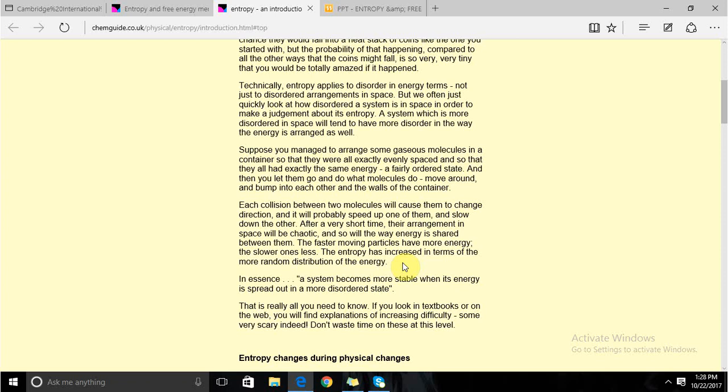After a very short time, their arrangement in space will be chaotic, and so will the way energy is shared between them, because there won't be any pattern. One molecule that is 5 centimeters from another one will have very high energy and the next moment something else. So there are a lot of possible orientations, right? So the entropy has increased in terms of the more random distribution of the energy.